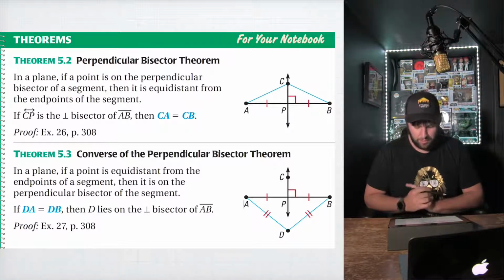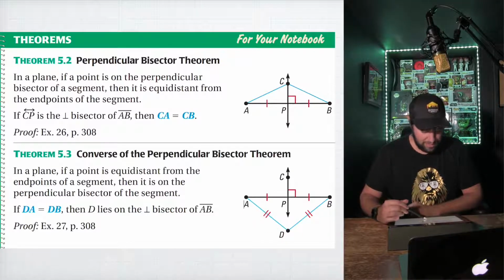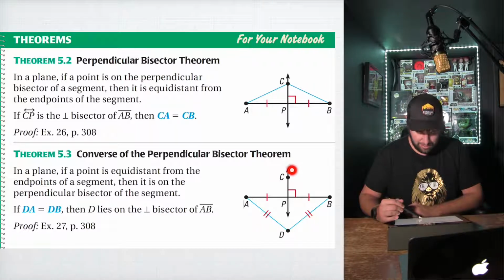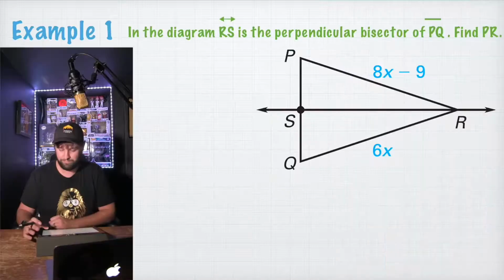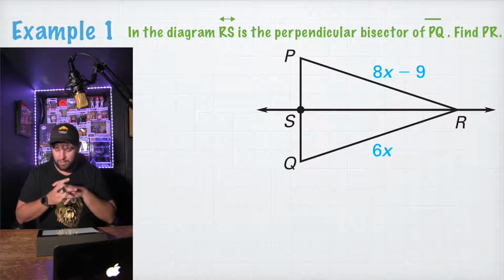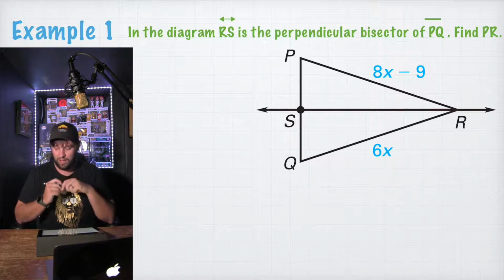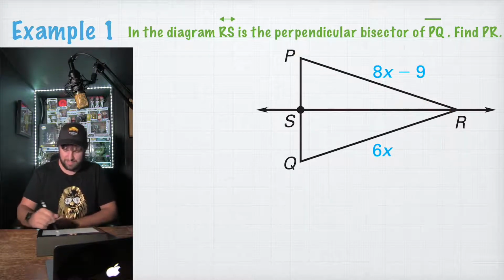The converse of the perpendicular bisector theorem says, in a plane, if a point is equidistant from the endpoints of a segment, then it is on the perpendicular bisector of the segment. So if DA equals DB, then D lies on the perpendicular bisector of AB. So, in the diagram, RS is the perpendicular bisector of PQ. Find PR. They want us to find this distance.